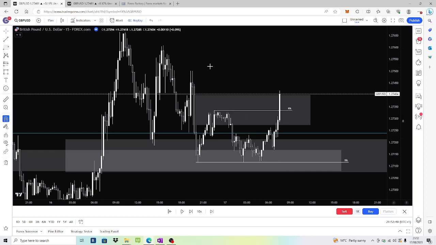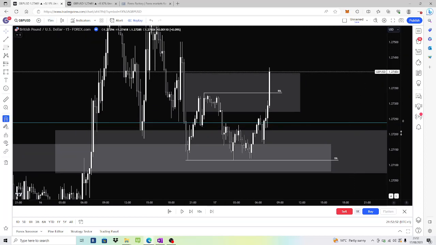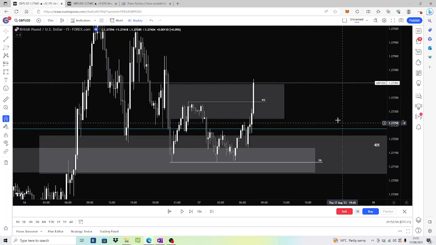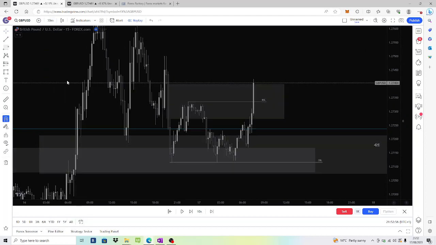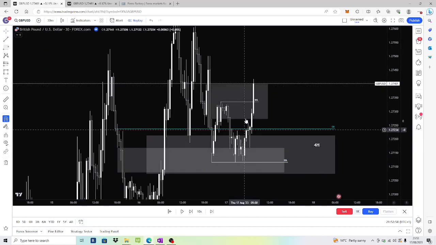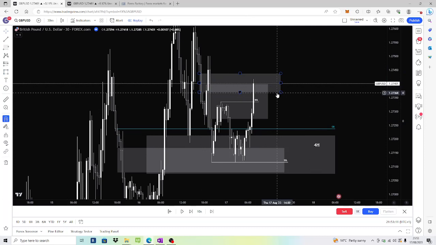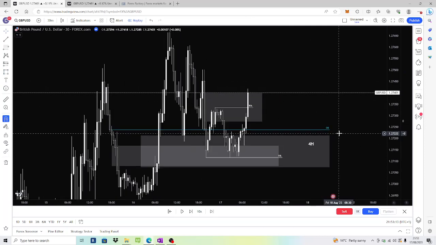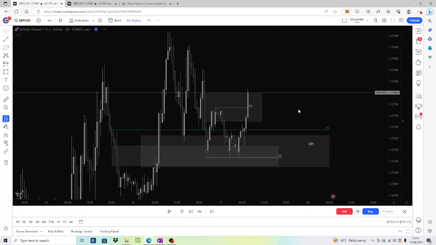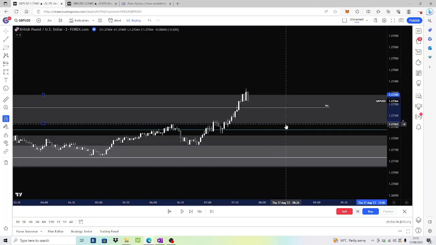I'd still probably wait for a market structure shift. And if I got one, I would take it to at least discount of this big range right here. Because I can see we're still holding this fair value gap, even though it's been filled. Right, so drop down to the 2 minute maybe. Wait for a market structure shift.